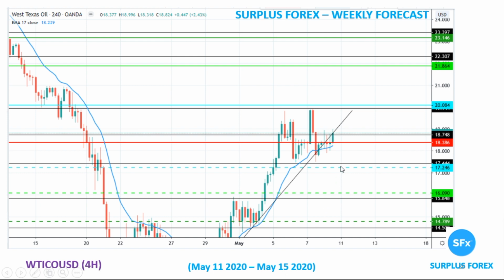Down below, if it starts falling, then we should make a quick entry at 1725 and first target 16.9 and second target at 1478. So I'm still open both ways on oil as well.